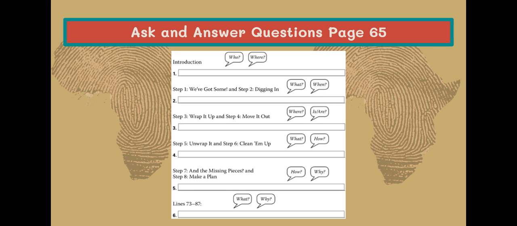Now let's head back to the passage. You're going to read steps 5 and 6. Remember to look up when you have finished reading.